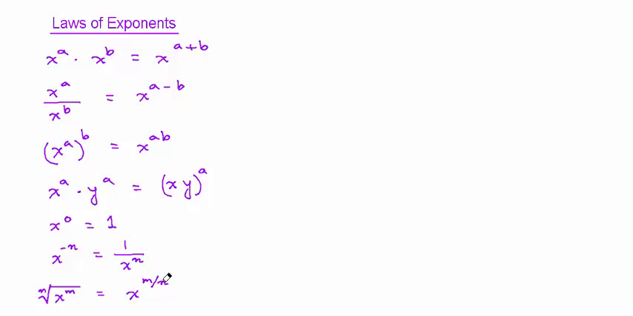Time for some problems. Let's say we have 3 raised to the second power, also called 3 square, times 2 raised to the third power, also called 2 cube, and the product is raised to the second power plus 10. And we want to simplify all of this. Because these are not on the same base, we cannot combine them.